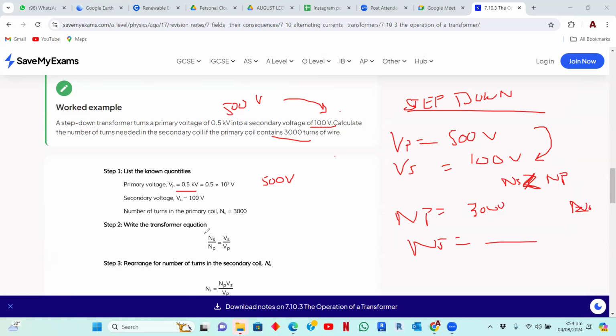And now we're going to simply put in the formula NS over NP equals VS over VP. Number of turns of secondary coil is what we're finding, so we're going to keep it as NS. Number of turns of primary coil is 3000. Let's just put that over here. Vs is the voltage of secondary, which is 100, and Vp is the voltage of primary, which is 500. We've got all of the values. 500 times Ns equals 3000 times 100, which is 300,000, divided by 500. Zero's gone, and this is going to be 600. So now the number of secondary turns are basically, sorry, 6,000.